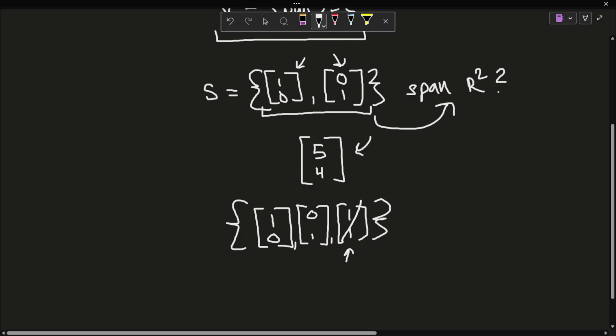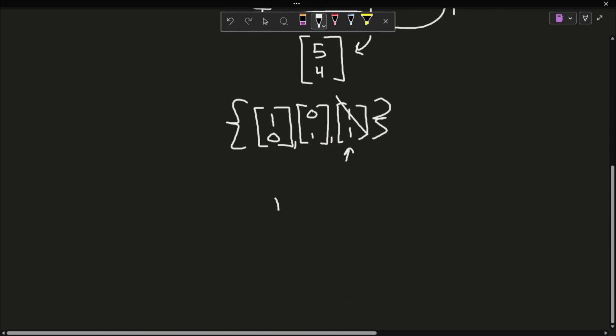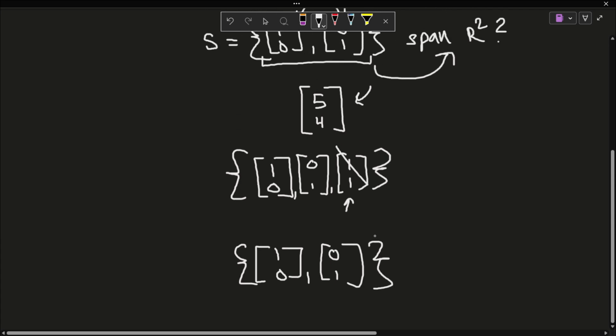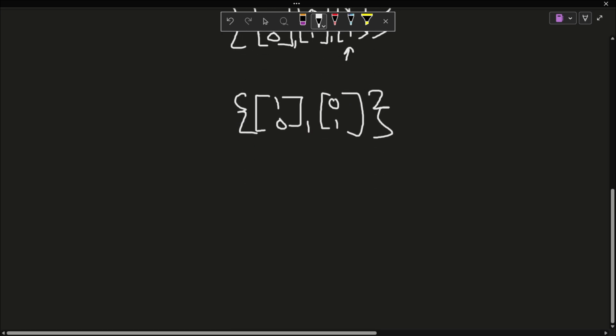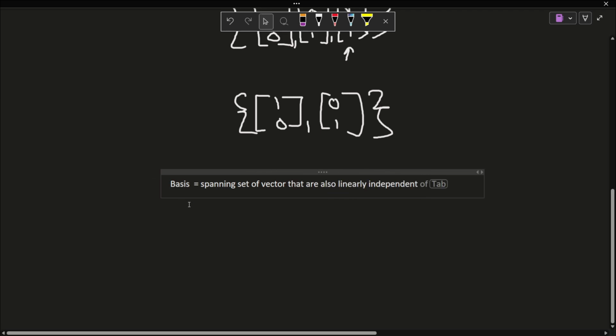Well, if we do that, then we don't need this. We get rid of this, and then we just have these 2 vectors. And these 2 vectors span R2. They span R2, and since they're linearly independent, we're going to call them a basis. So to formally define a basis, it is a spanning set of vectors that are also linearly independent.